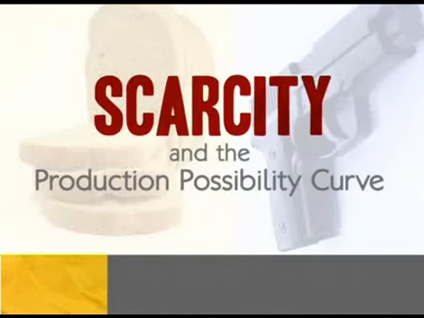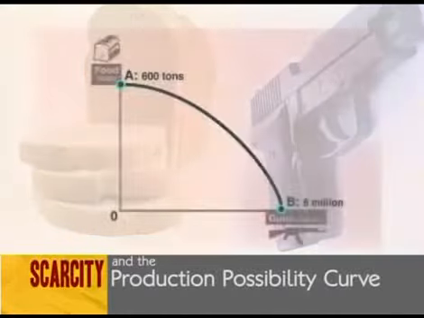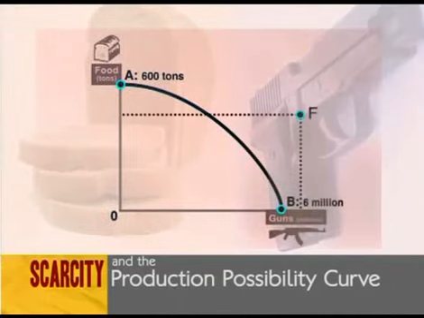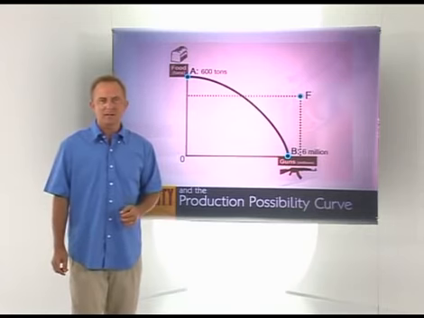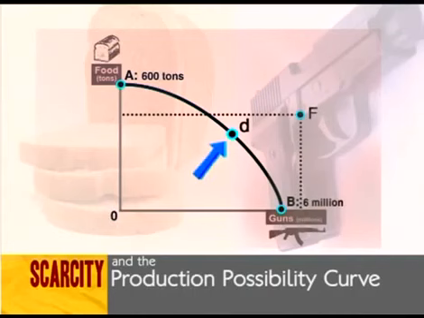The concept of scarcity can be illustrated by looking at a position such as point F. Point F lies outside the production possibility curve. Comparing it with point D, at F we could produce both more food and more guns than at D. It seems this would be a better point to be at, and we would certainly like to be at point F.